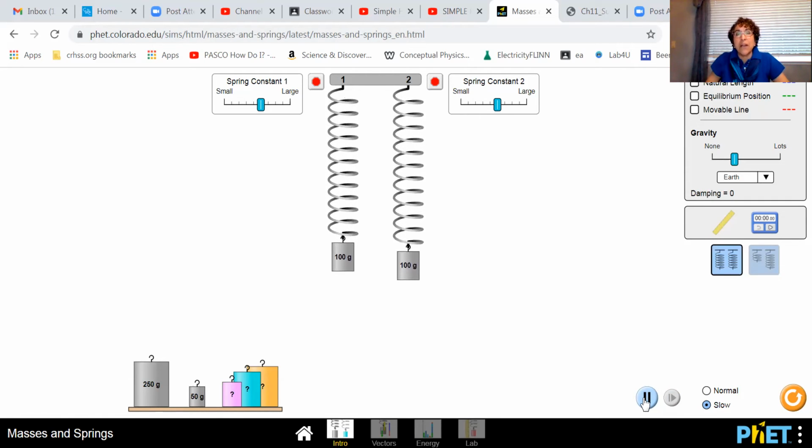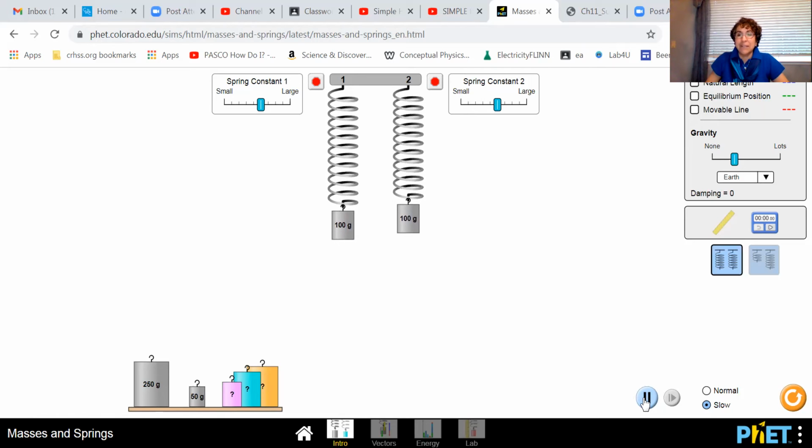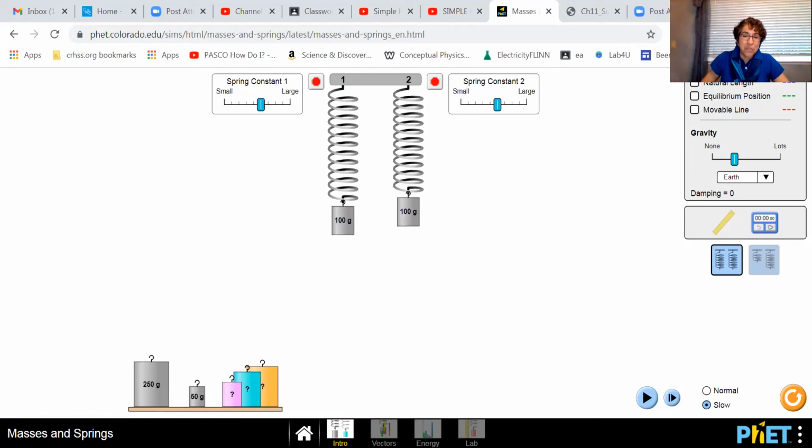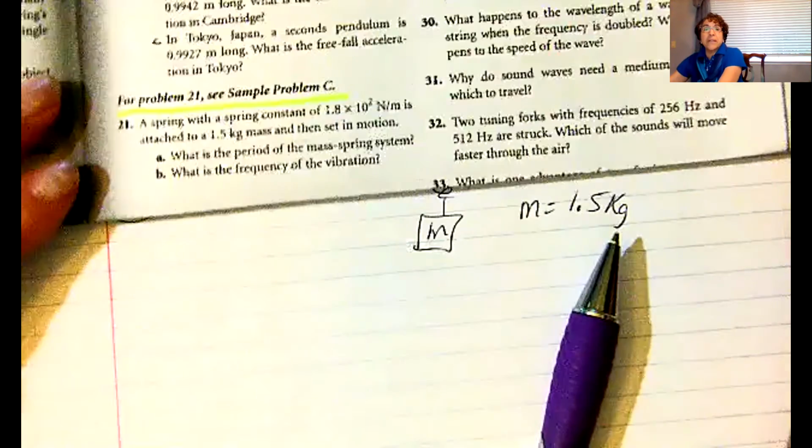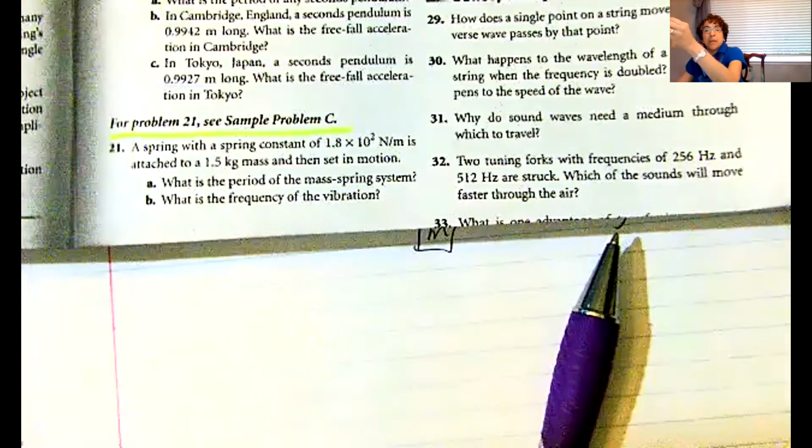All right, so let's take a look at the homework. I'm going to stop this and we'll move to my desk, my table here, and we'll read the problem. All right, here we go. It's number 21, and it's also page 397. There it is. It says, let me make it bigger.